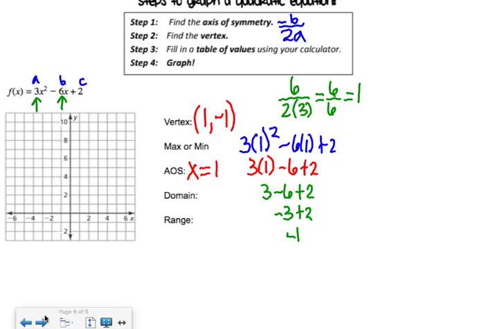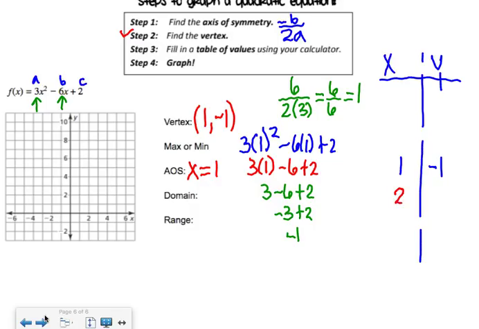Okay, so we just did step 2. Can check that off. Now we need to fill in our table. So if I make our t-chart over here, this is where it's going to be different. Do you guys see how my vertex doesn't have a 0 with it? So my vertex is really 1, negative 1, and now I fill in my values from here. So what comes after 1? A 2, and then a 3. And then on the other side would be a 0 and a negative 1.